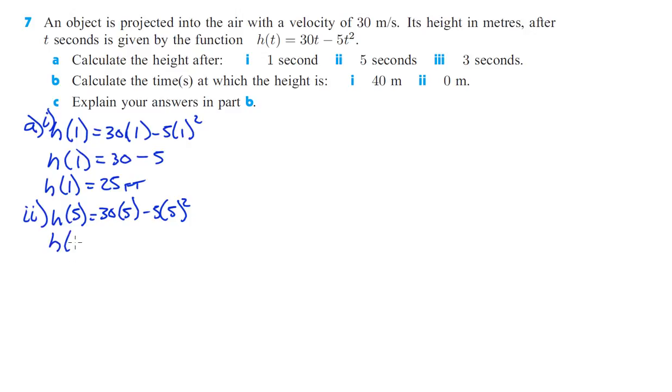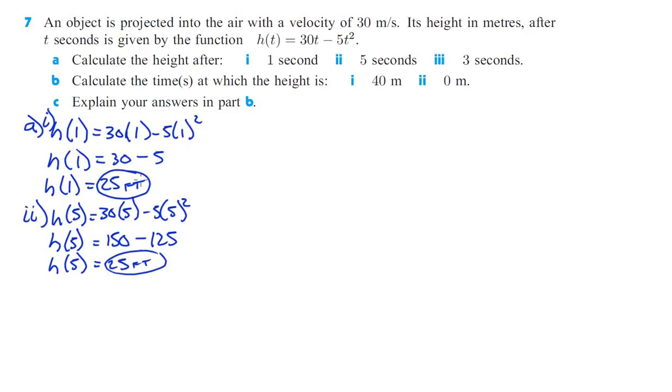Okay, so we get h at 5 equals 30 times 5 is 150, minus 5 squared, which is 25, times another 5 is 125. Okay, so the height at 5 is also, oops, not 125, but plain old 25 feet.